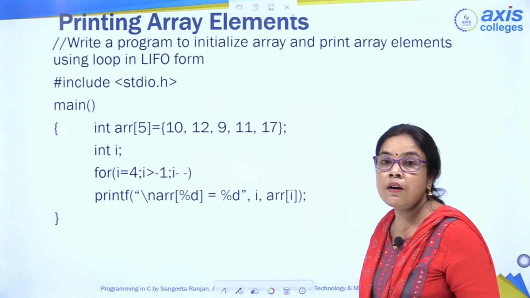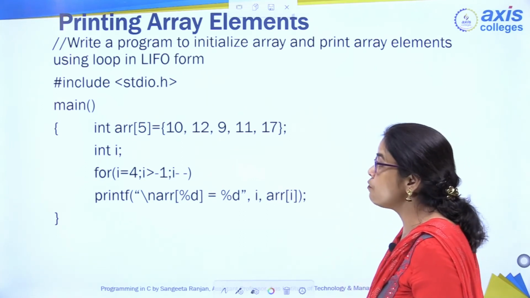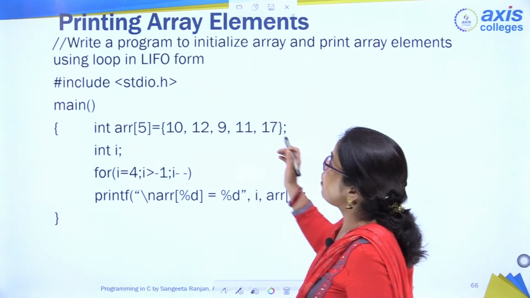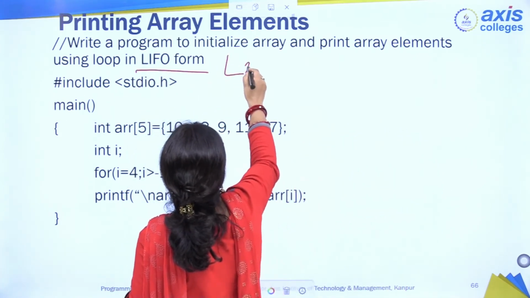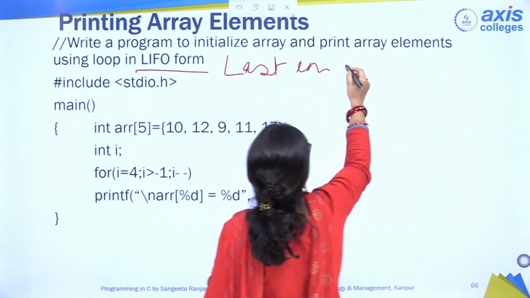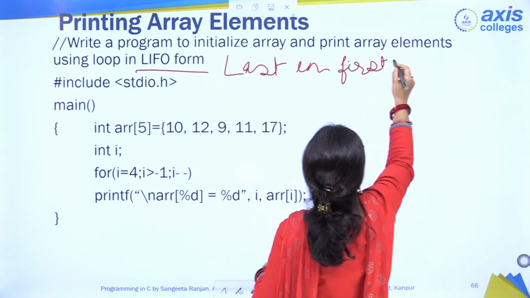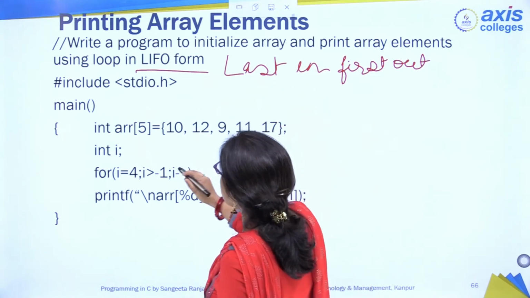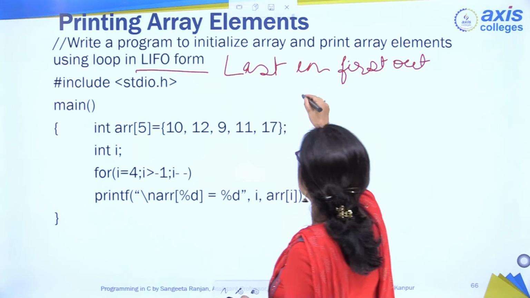We have discussed printing elements separately. Now we can print the array with the help of a for loop in the LIFO manner, that is last in first out. LIFO means last in first out. In this way we can print the array in reverse order.